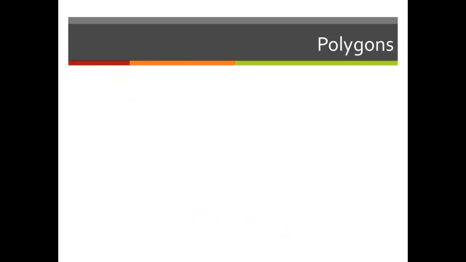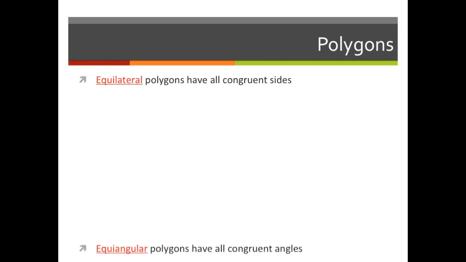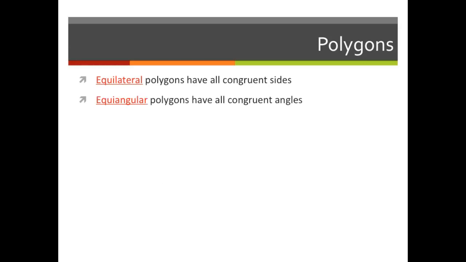Now there are different types of polygons. One type is what we call equilateral polygons. These are polygons that have all congruent sides. Next we have equiangular polygons, and these are polygons that have all congruent angles. Now regular polygons are both equilateral and equiangular. So when we say we have a regular triangle, a regular pentagon, that means that all the sides and all the angles in that polygon are the same.